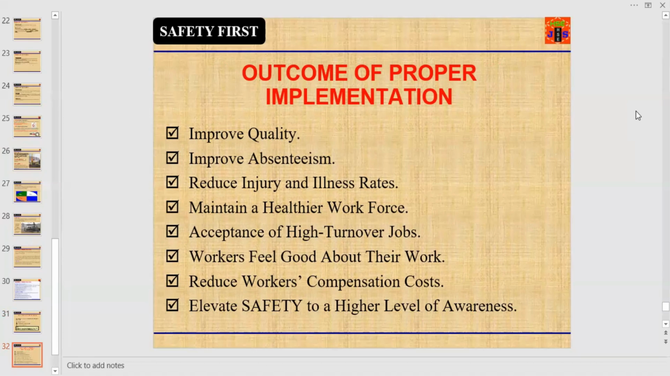Do you know what will be the outcome of proper implementation of a safe lifting program? It will improve quality of the work, improve absenteeism, reduce injury and illness rates. It will maintain a healthier workforce, acceptance of high turnover jobs. Workers feel good about their work. It will reduce workers' compensation costs and elevate safety to a higher level of awareness.